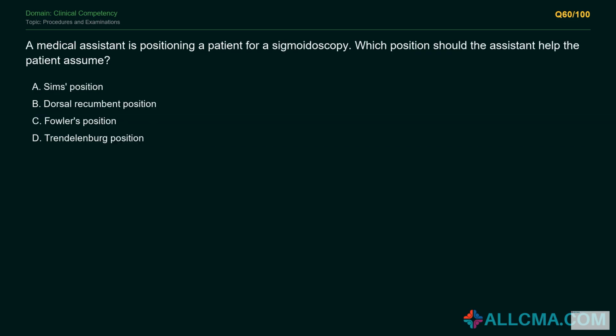Question 60. A medical assistant is positioning a patient for a sigmoidoscopy. Which position should the assistant help the patient assume? Option A, Sims position. Option B, dorsal recumbent position. Option C, Fowler's position. Option D, Trendelenburg position.